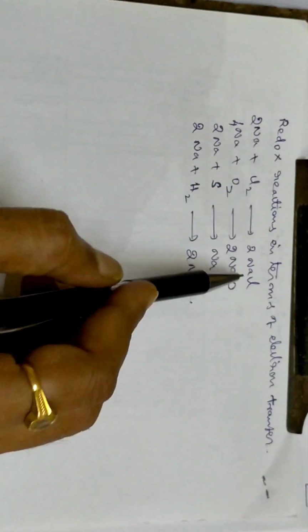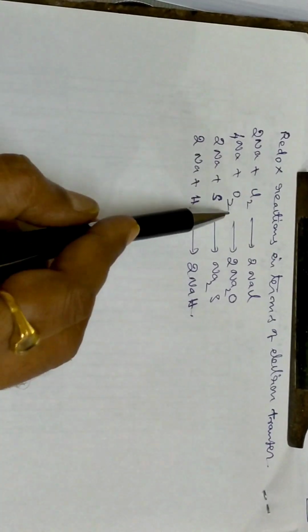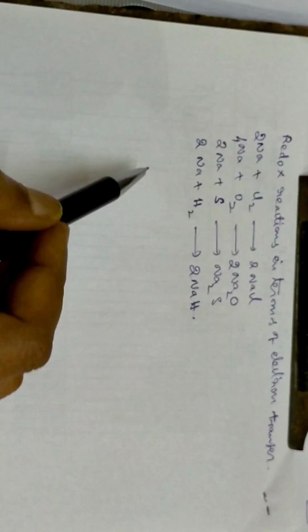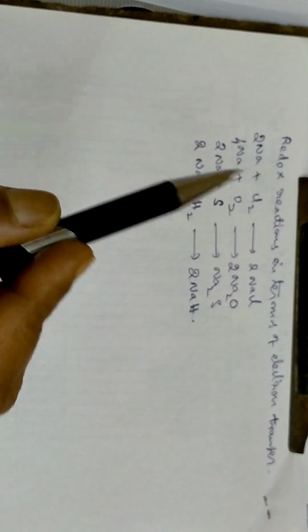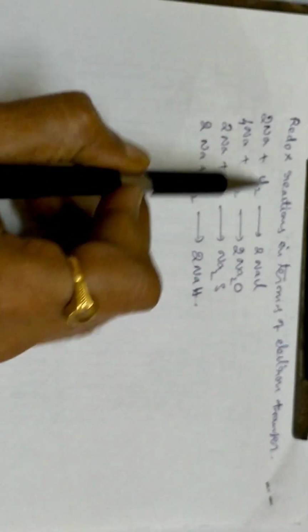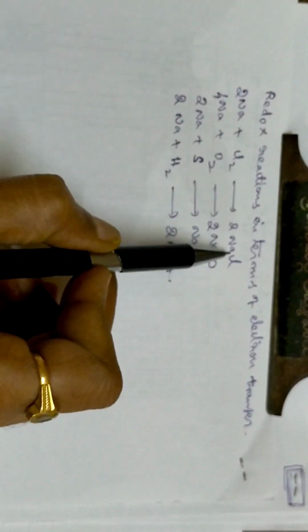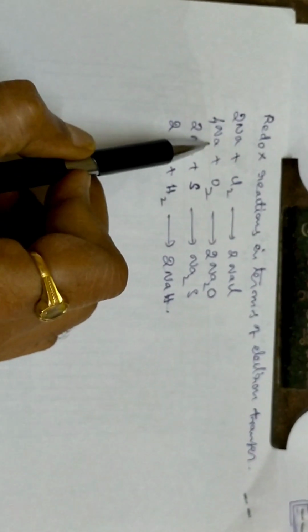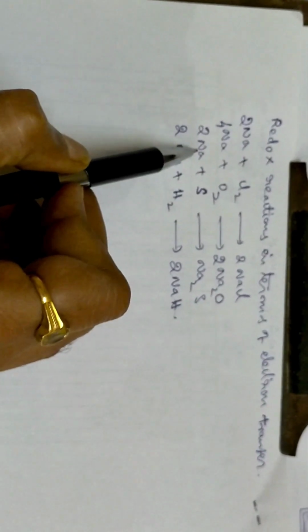Sodium plus chlorine gives sodium chloride, sodium plus oxygen gives sodium oxide, sodium plus sulfur gives sodium sulfide, sodium plus hydrogen gives sodium hydride. All these reactions are of the same kind. If you see the first reaction, sodium and chlorine give sodium chloride, sodium is oxidized. Here also sodium is oxidized, here also sodium is oxidized.